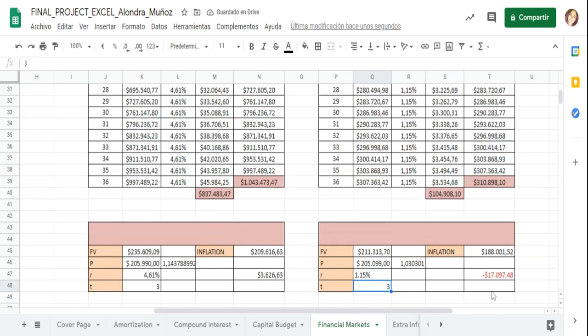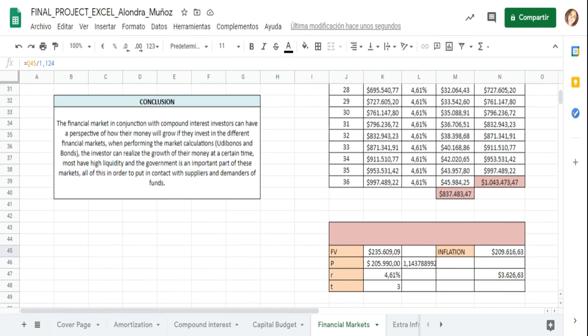These quantities are in red because we know that sometimes the bank also offers you an interest rate, but not always do you win. Sometimes you could lose money because it doesn't take into account the inflation.